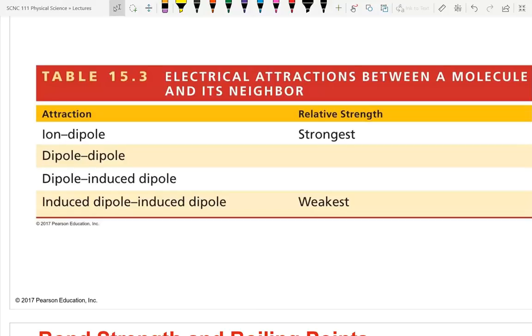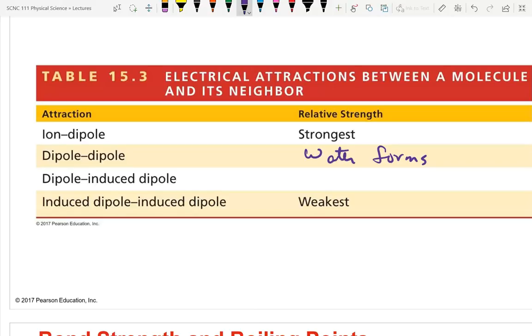Water molecules form one of these four types. Yes, so this is what water forms. And that's relatively strong compared to these others. Because of that relative strength, water forms a liquid at room temperature instead of a gas. A liquid because it has these forces holding the molecules together. And it freezes at a higher temperature than it normally would because of these forces.